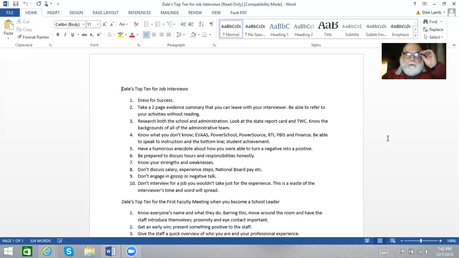One of the things you're supposed to take on all interviews is a portfolio of your work. That's the work that you've actually done in your school, but you can't take 100 pages. Pare it down to 2 pages and be able to speak to what you did in each of those 6 evidence artifacts in your portfolio without having to look at notes.